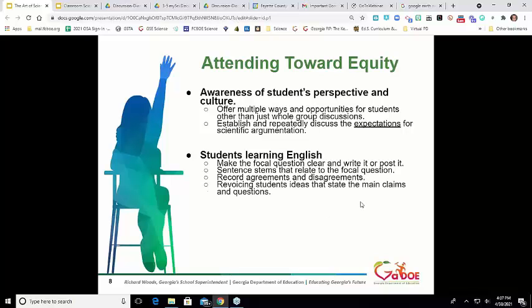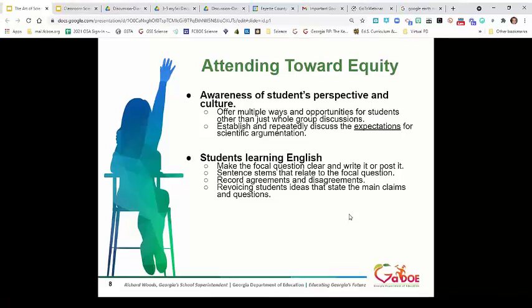And then also, it's helpful if the teacher revoices student ideas that state the main claims that the classroom is talking about and the questions that are coming back. Sometimes kids can get long-winded, and teachers do such a great job of simplifying and refining and revoicing an idea to make it clear. And sometimes it also helps with repetition, like just hearing it another time.